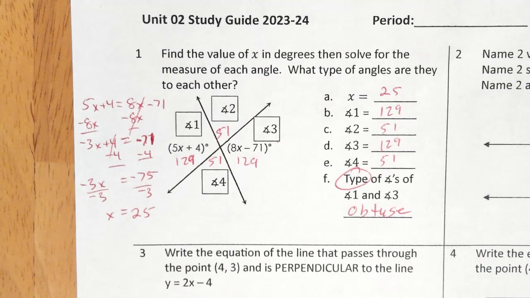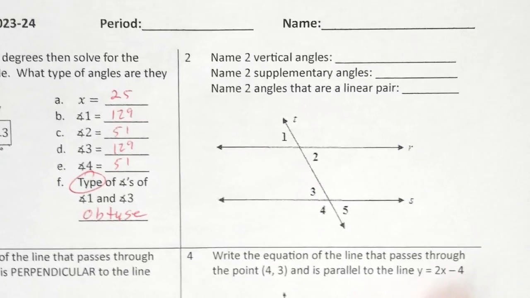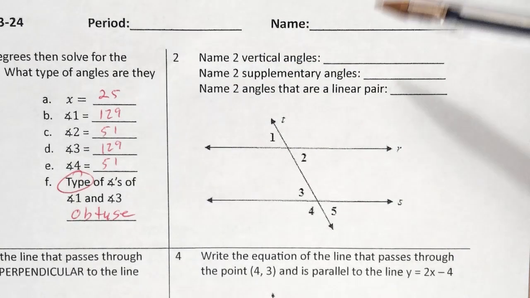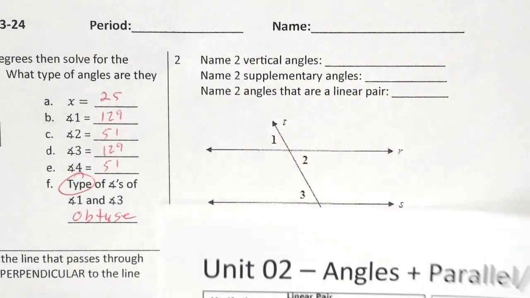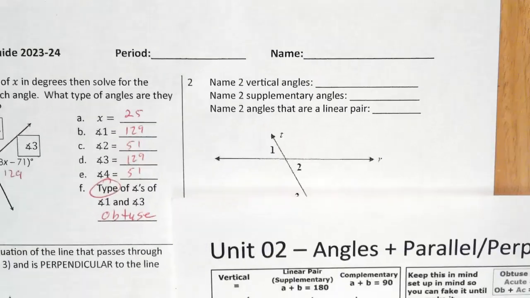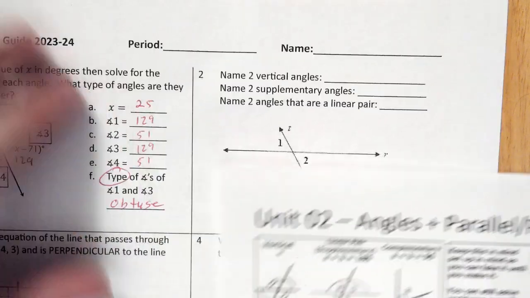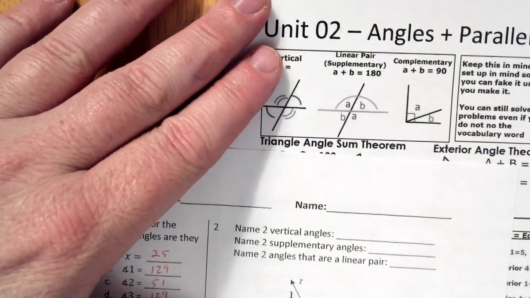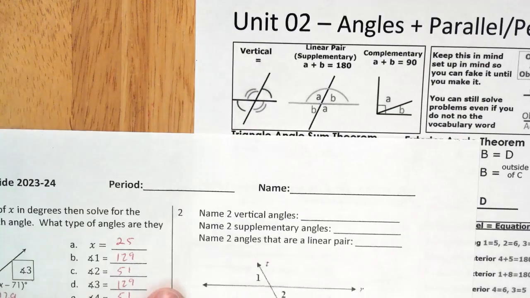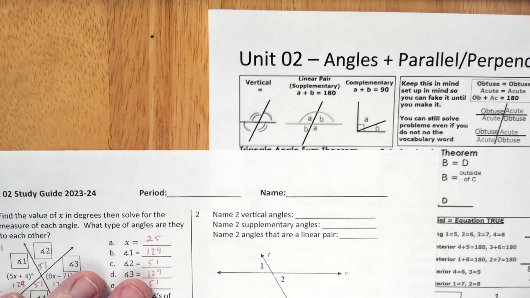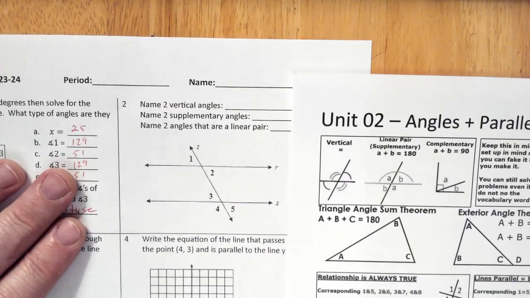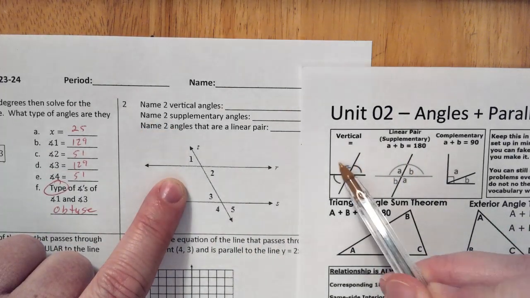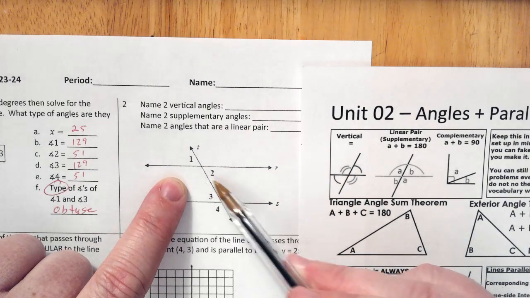All right, let's go to number 2. On number 2, name two vertical angles. All right, so bringing in our notes a little bit. For vertical angles, actually I think this would be probably better right here. Yep, that's a lot better. So for vertical angles right here, these are vertical and these are vertical. So right here, those are vertical.